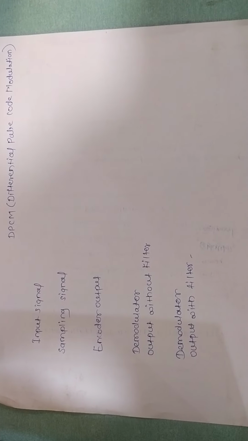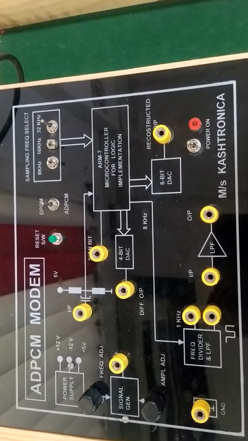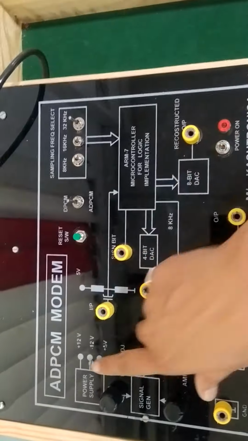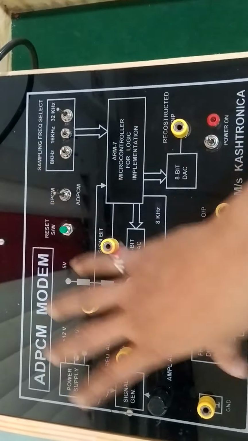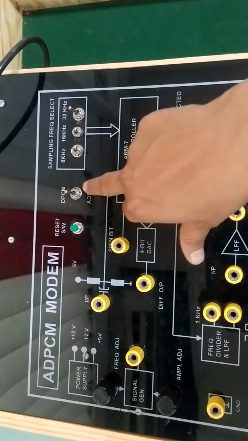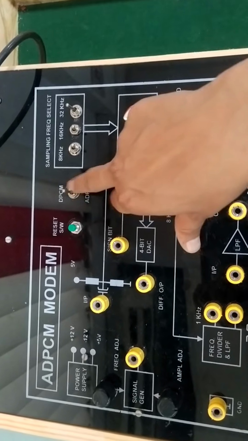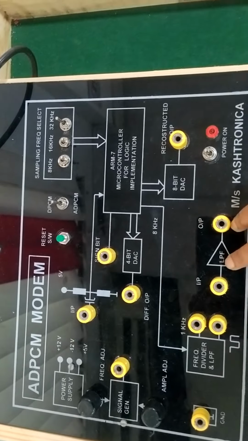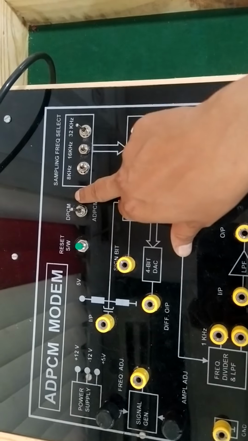Now we will see a trainer kit of DPCM. Here this one is the trainer kit of ADPCM, meaning by using the same kit we can develop a DPCM as well as ADPCM. Here the notch is on DPCM, meaning by using this trainer kit we can see the practical of DPCM, differential pulse code modulation.